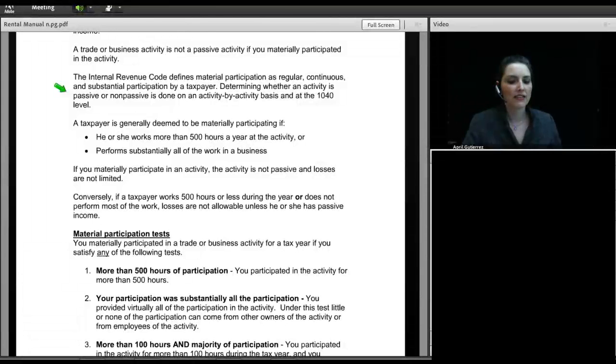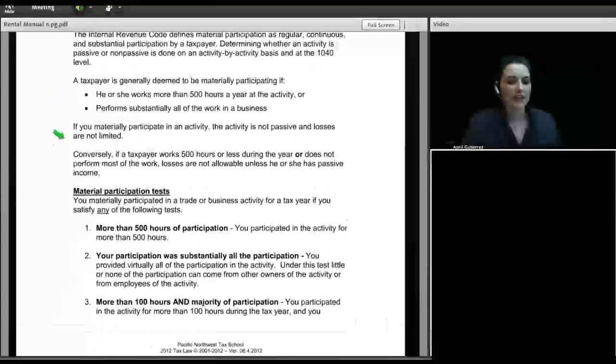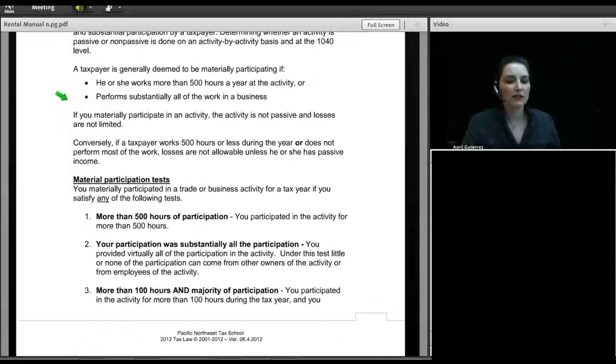Determining whether an activity is passive or non-passive is done on an activity-by-activity basis and at the 1040 level. A taxpayer is generally deemed to be materially participating if he or she works more than 500 hours in an activity during the year or performs substantially all of the work in a business. Now, this is looking at the definition of material participation in general with passive versus non-passive activities.